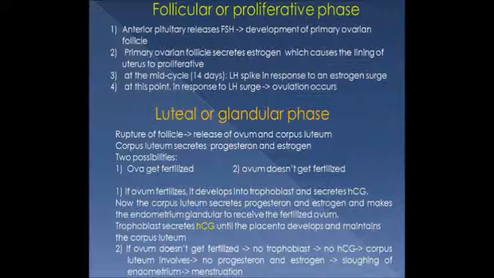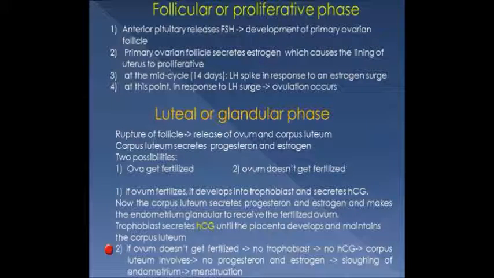So at this point there will be two possibilities. The ovum gets fertilized, or the ovum doesn't get fertilized. In the first situation, in which the ovum gets fertilized, it develops into trophoblasts and secretes HCG. Now the corpus luteum secretes progesterone and estrogen and makes the endometrium glandular to receive the fertilized ovum. Trophoblast secretes HCG until the placenta develops and maintains the corpus luteum.